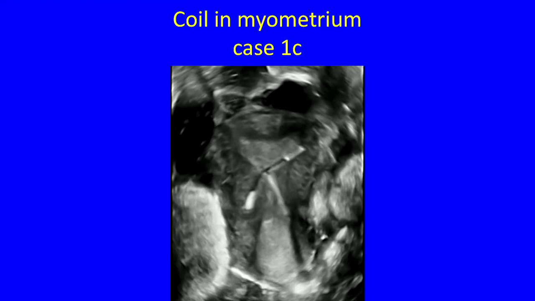And when I did the 3D, it's really obvious instantly where that coil is. You can see that one arm has perforated into the myometrium, the other one's in the cavity, but it's very low. The upper cavity is empty. So it explains the 2D image. You instantly get it.